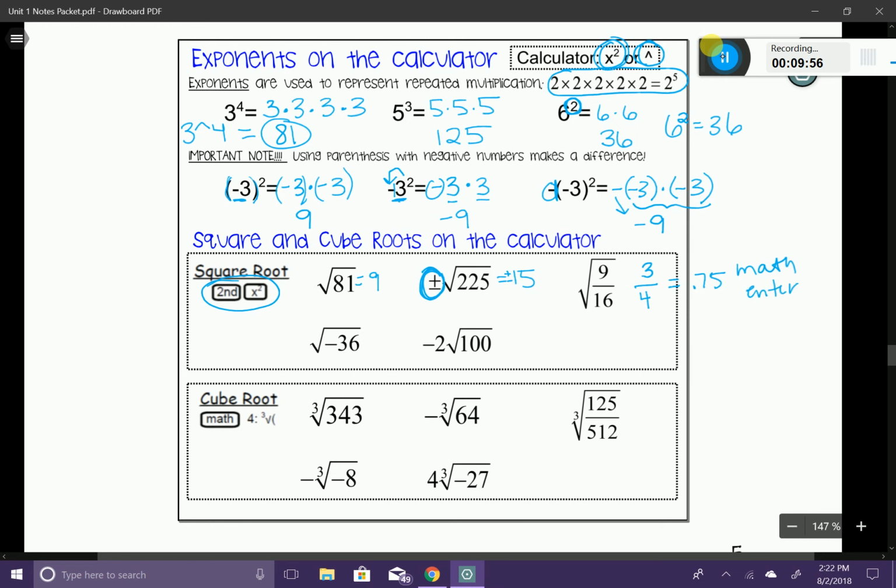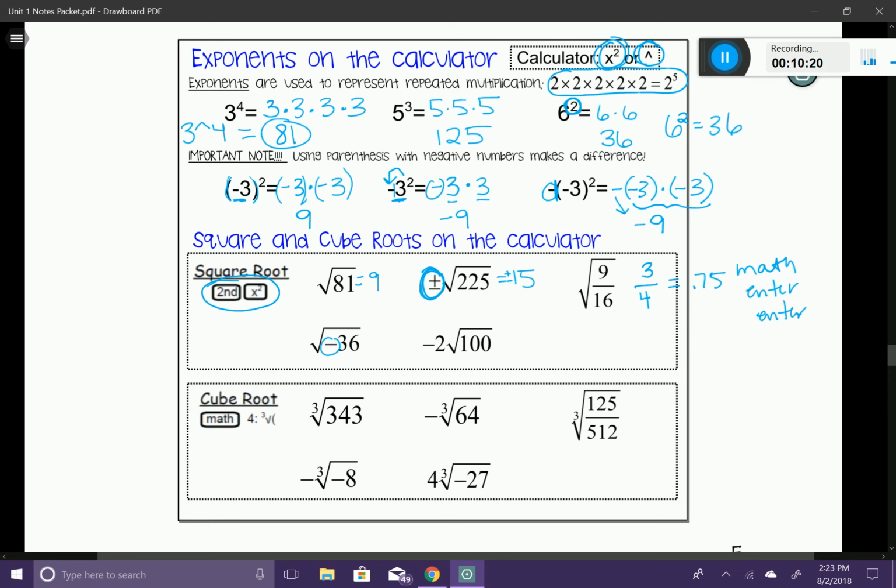and that will give you your fraction of 3/4. All right, negative 36, so the square root of negative 36. Let's go ahead and try to put this in our calculator. Why not? Press second, x squared, and then remember, this is a negative. It's not a minus sign, so be careful to use the negative symbol, which is underneath the 3.